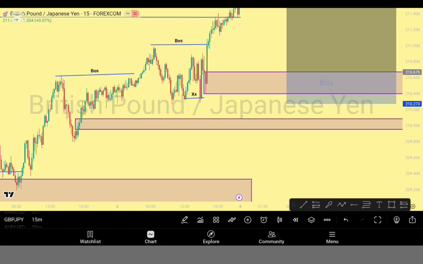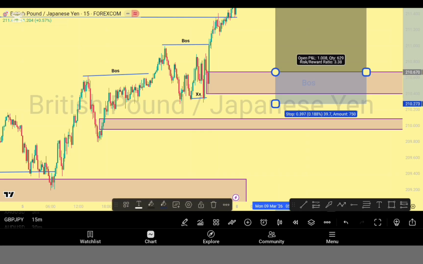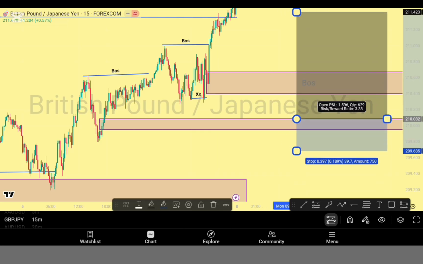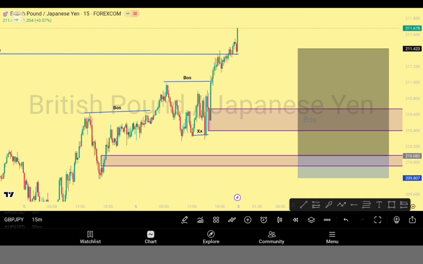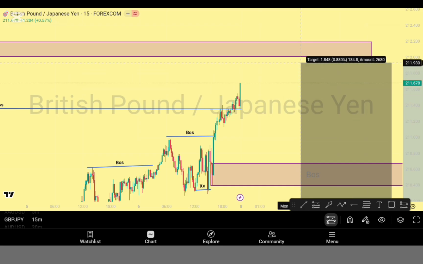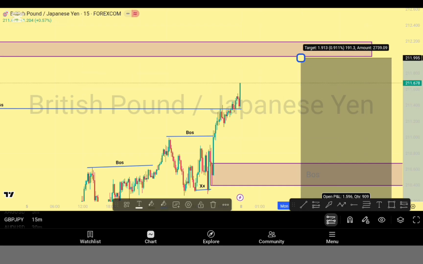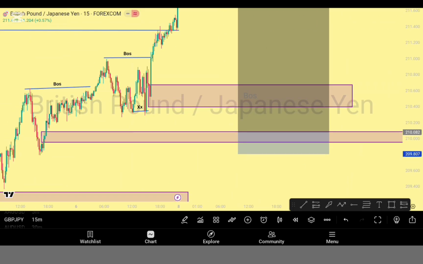So this is it. Okay, or you wait for it here. You're also correct. You can just put your stop loss here and you swing it to this point. So depending on the momentum of the market, let's go to 5 minutes.